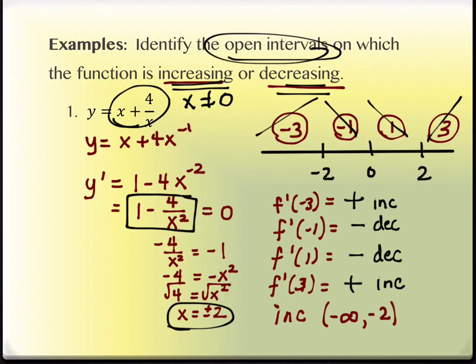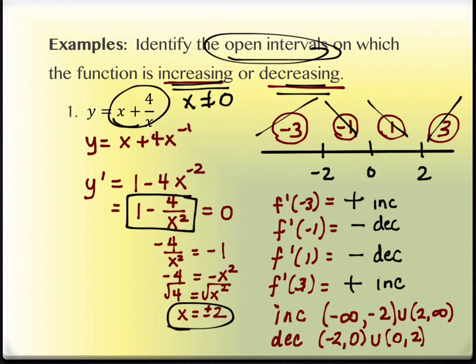Is there anywhere else that it's increasing? Yes, 2 to infinity. So you can actually put a U for union and then 2 to infinity here as well. So you can kind of group the 2 pieces together. It's increasing on both the left-hand interval and the right-hand interval. And then it is going to be decreasing where? -2 to 2. It's not -2 to 2 actually, but you're close. -2 to 0 and then 0 to 2. Because the graph doesn't exist at 0.